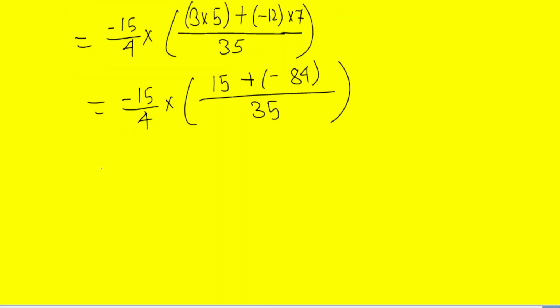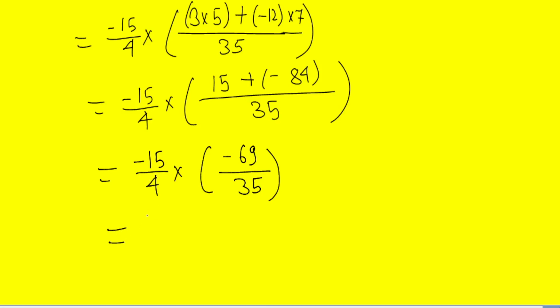Okay, so moving forward, minus 15 upon 4 multiplied with 15 plus minus of 84, it will give me minus 69 upon 35. See here, now we will do some little simplification which can be done. We are dividing 15 and 35 by 5, so 5 3s are 15, and 5 7s are 35 और यहाँ पे 5 3s are 15.